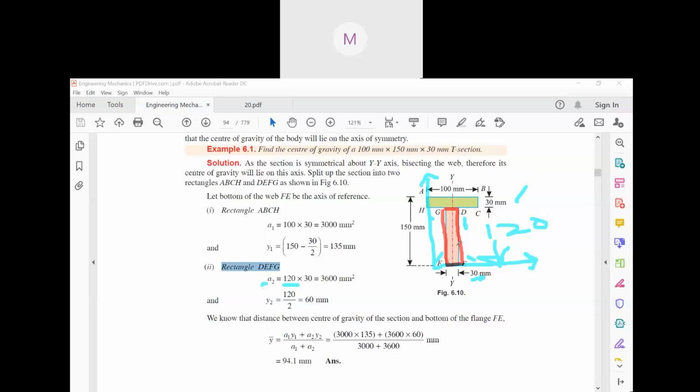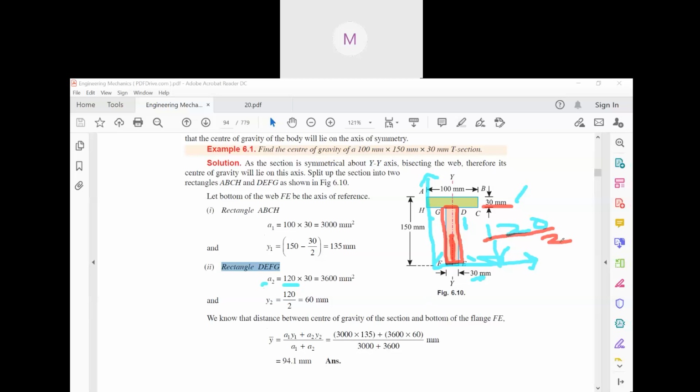Now here it was 30 by 2. So here it will be how much? In this figure, how much will it be? 120 by 2. Good. It will be 120 by 2. How? Because we have to locate this point now from here. Just remember from the axis you have to find out the distance.